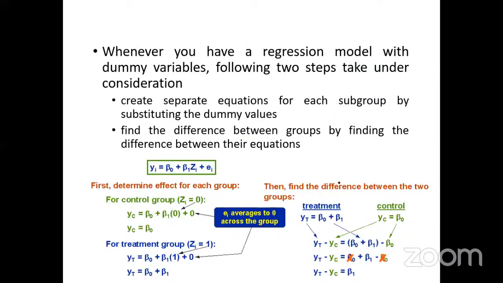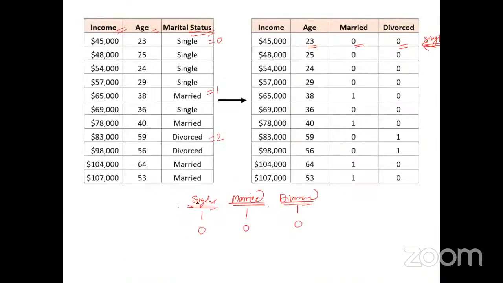There are some steps we have to follow for the dummy variable. First of all, we have to run a separate equation for each group. Let us consider that we have to make the relationship between age and marital status.